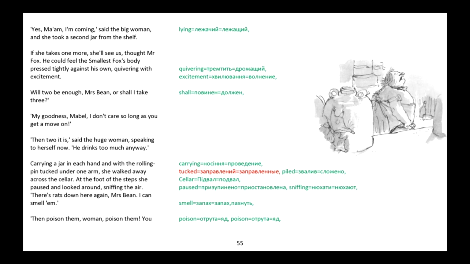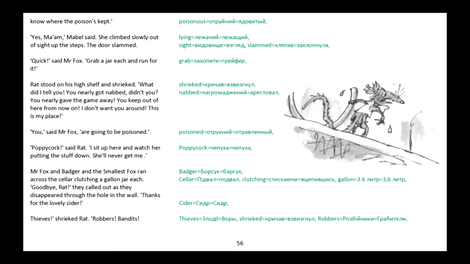"There's rats down here again, Mrs. Bean. I can smell 'em." "Then poison them, woman. Poison them." "You know where the poison's kept?" "Yes, ma'am," Mabel said. She climbed slowly out of sight up the stairs.